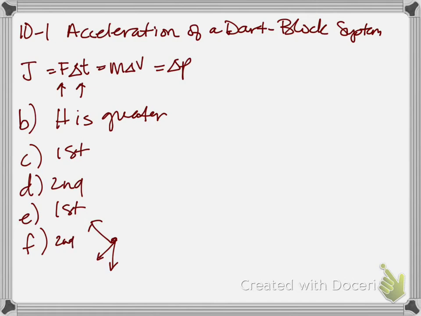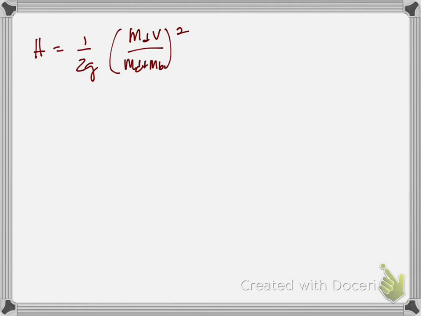Okay, now moving on to g. The students correctly derive an equation that is h equals 1 over 2g, up here we have, in this almost impossible to read, the mass of the dart times the velocity over the mass of the dart plus the mass of the block, squared. Right? Explain how this supports your claim in part B.